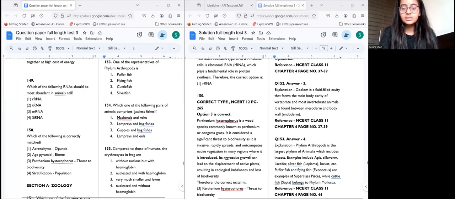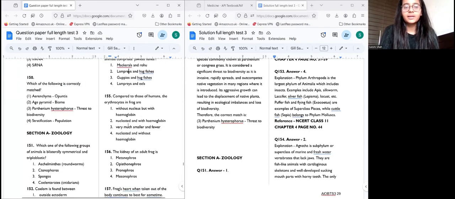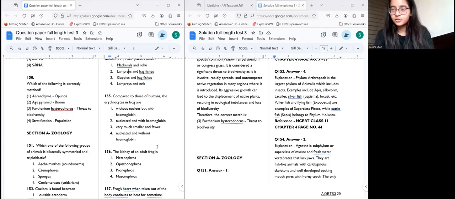What is the answer for this? The answer for this is option number 2, which is lampreys and hagfishes. They do not possess any jaws. Okay. So the example needs to be remembered. The more questions you do, the more you'll realize that there's a pattern, that the examples are repeated, and you'll know that, okay, this example belongs to this class or this phylum, etc.